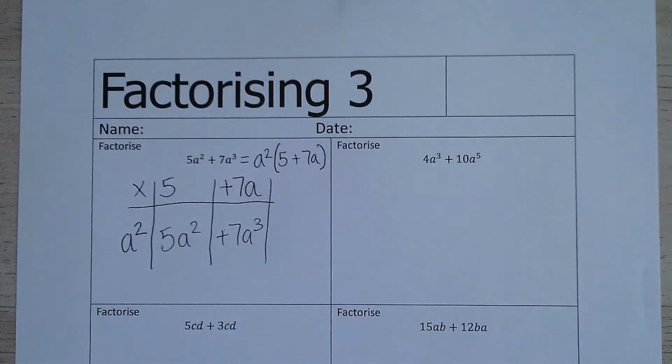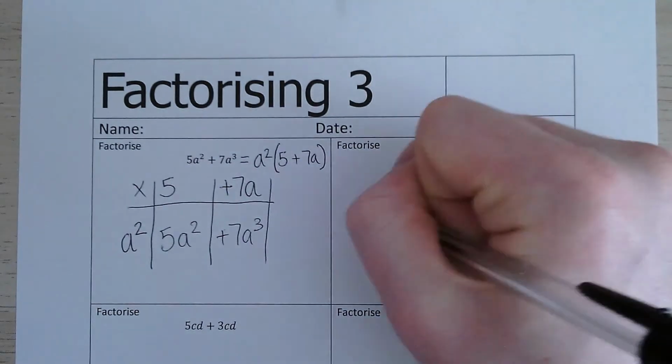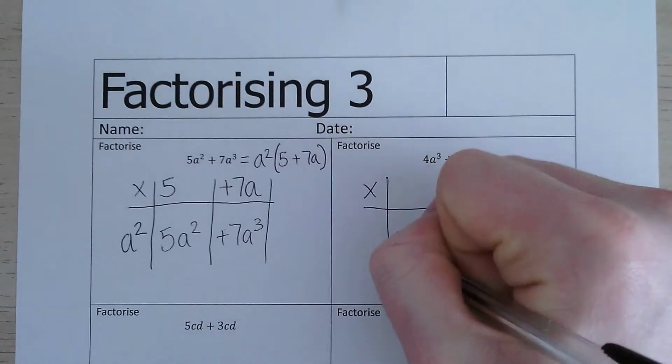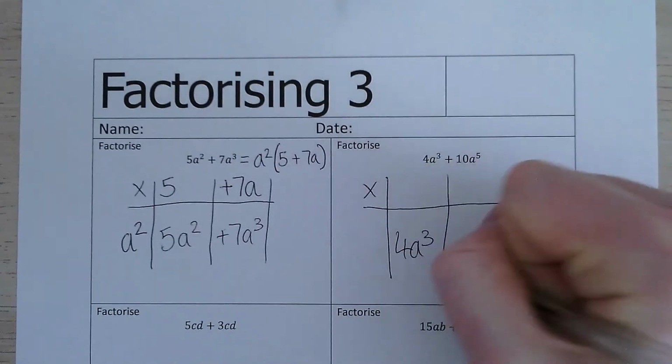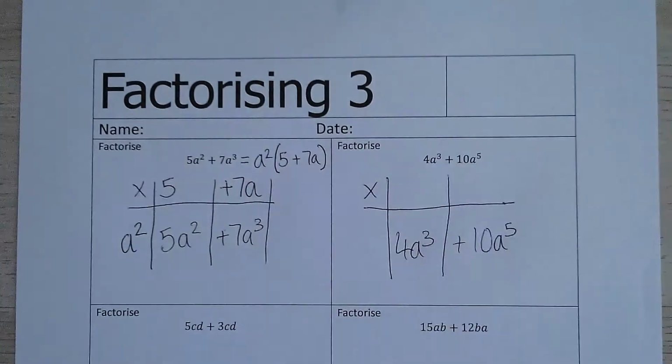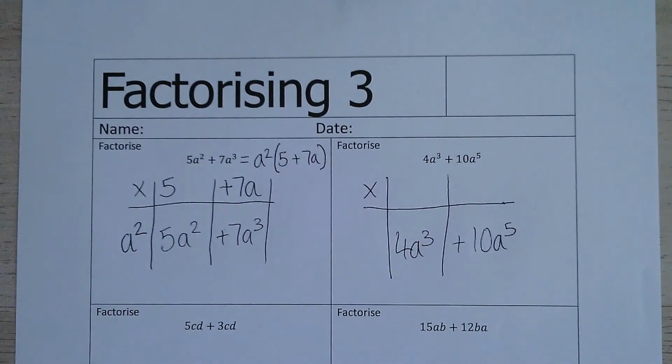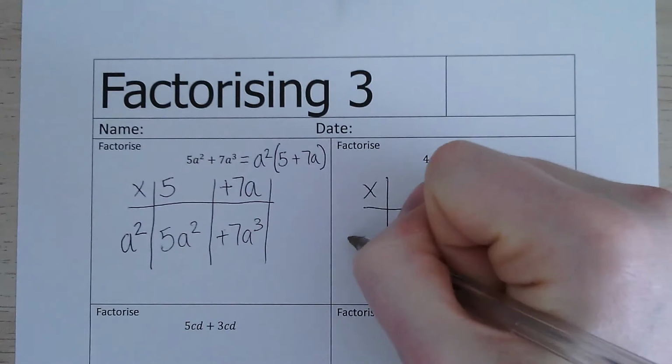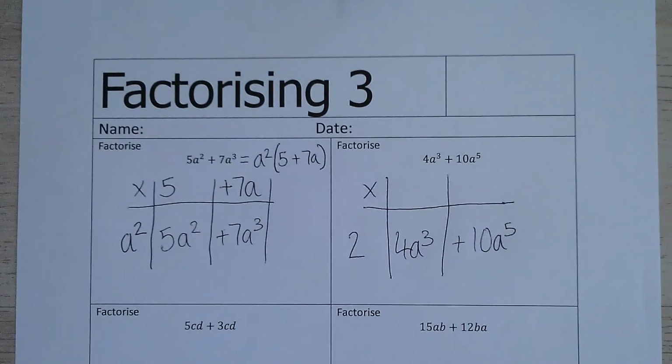On to question 2. We draw out our grid method, having 4a cubed plus 10a to the power of 5 within the answer boxes. And we start off by seeing which number we can factorise out of 4 and 10. The highest common factor of 4 and 10 is 2. So 2 will go on the left side of our grid.